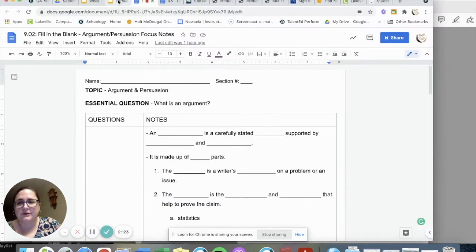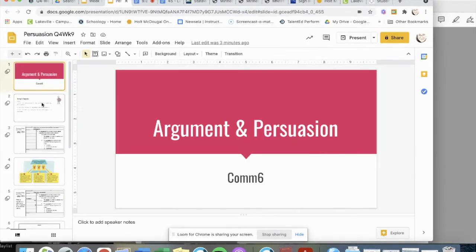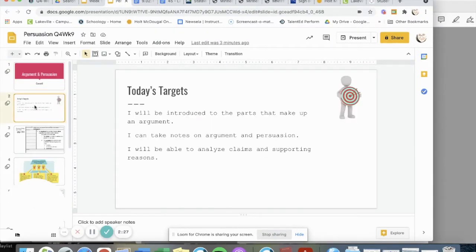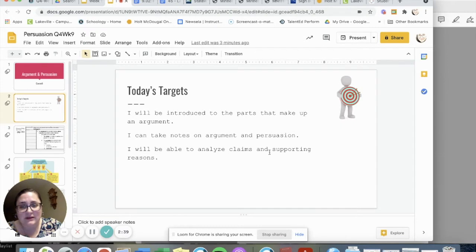Okay? So, all right, here we go, you guys. Let's get started here. All right. So today's targets. I will be introduced to the parts that make up an argument. I can take notes on argument and persuasion, and I will be able to analyze claims and supporting reasons. We have a lot of academic language here, but don't worry about it because argument and persuasion will be explained fully to you. And then beyond that, analyzing claims and supporting reasons will also be explained as well.